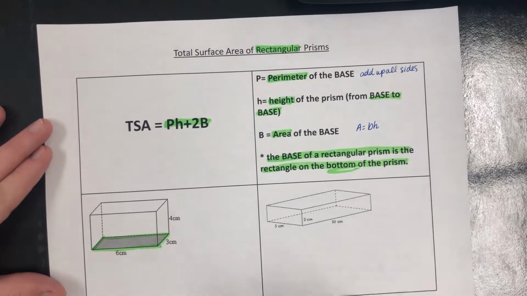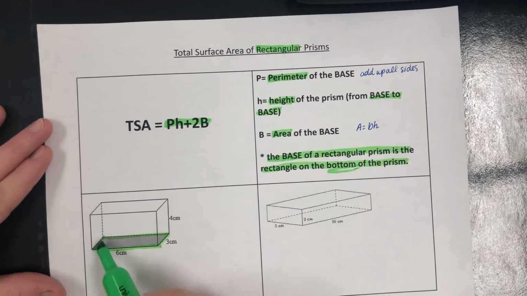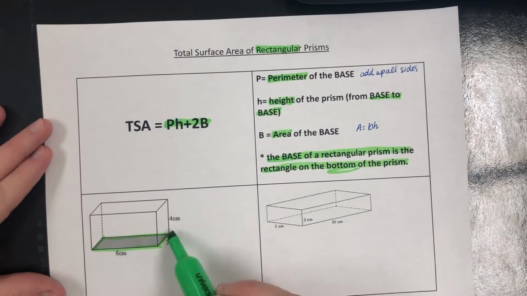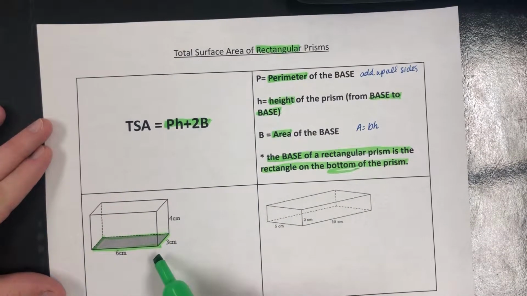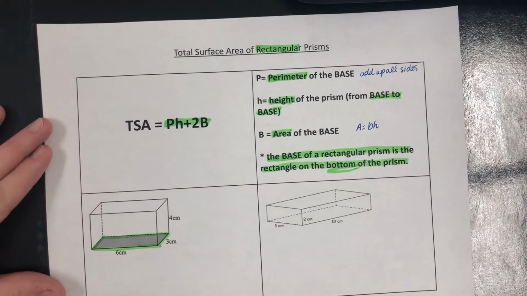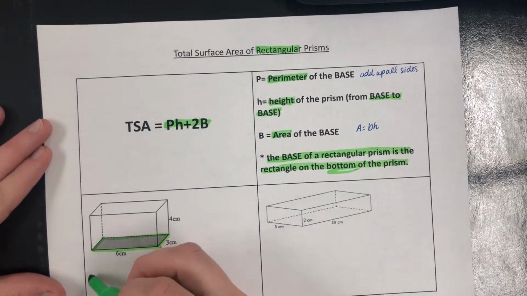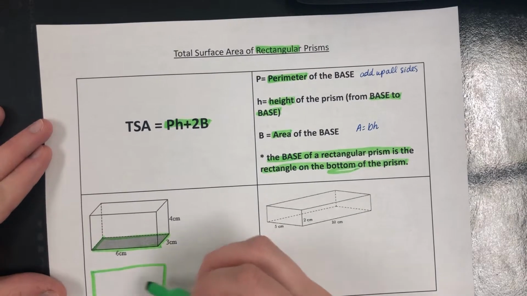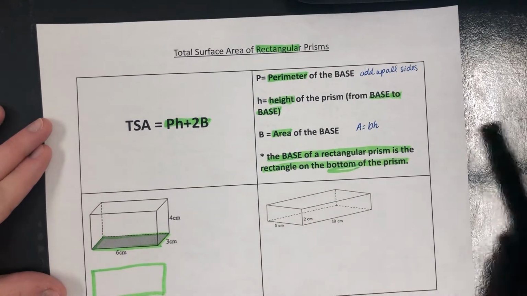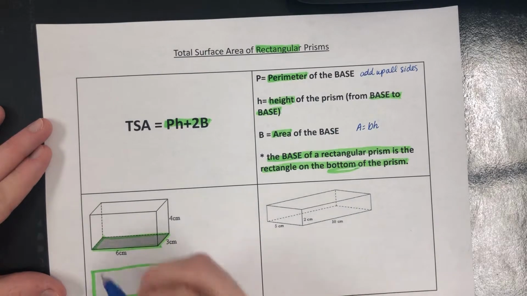Okay, so let's go ahead and look at a problem. I've already highlighted the base of this rectangular prism. Now I can redraw that base to make it easier to find the pieces of the formula that I have to put together to solve for the total surface area. On the STAR test you get a highlighter, so I would definitely recommend you do this. So I'm going to redraw that base.